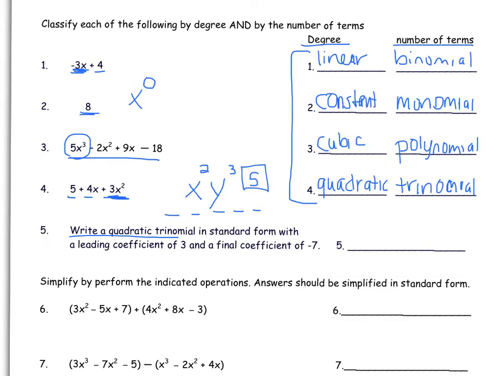A quadratic trinomial, so I know I'm going to have an x squared in it. In standard form, leading coefficient of 3, remember that's leading the parade, and a final coefficient of -7. It's a trinomial, so I know that I have to have a middle term, and it doesn't matter what the coefficient is. Final coefficient of -7. Most of the time we think about that word coefficient as the number in front of a variable, but remember, you could have x to the 0 power, which would just be 1. So this is also considered a coefficient. I usually say it's the constant. I don't call it a coefficient, but it could be.